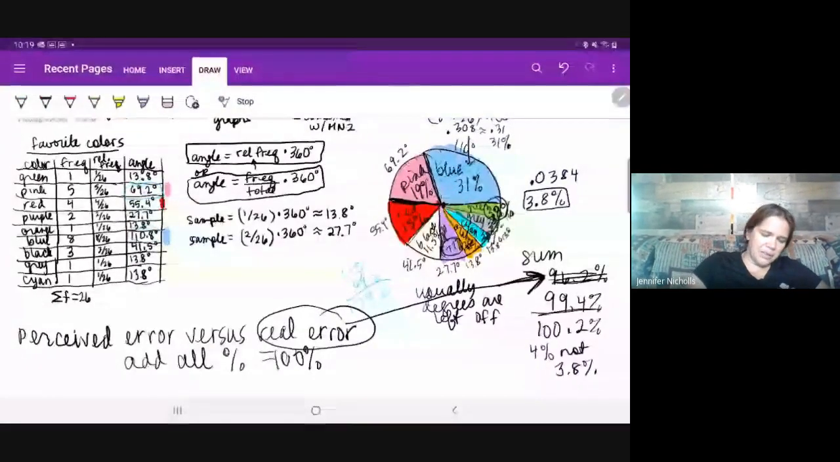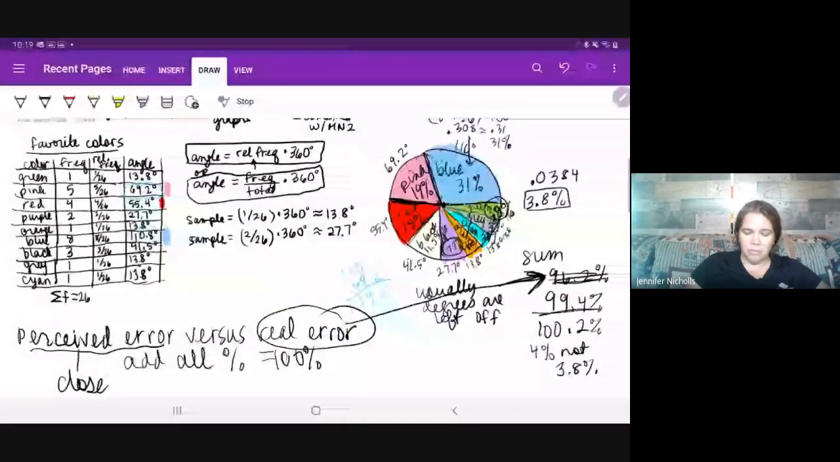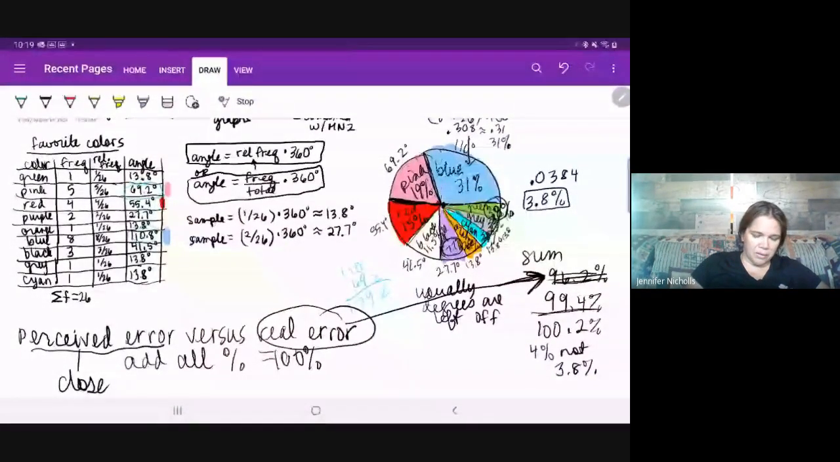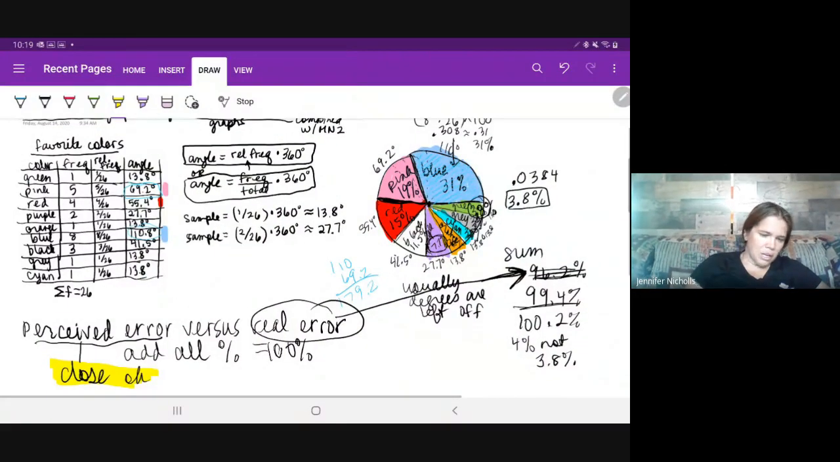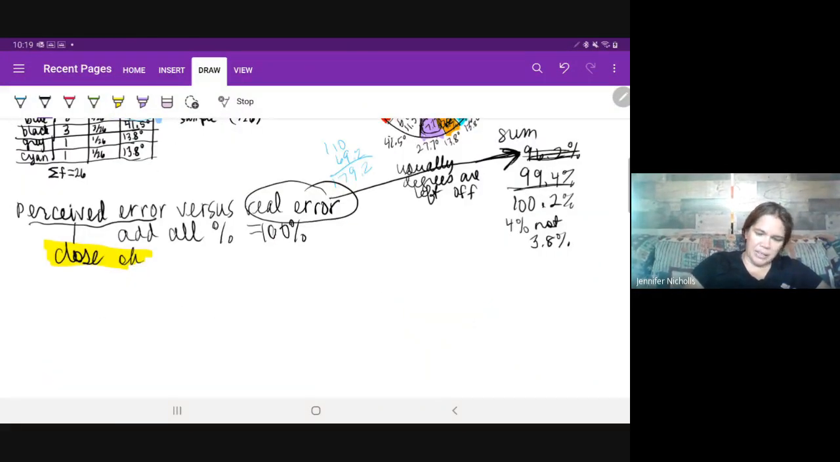Okay. A perceived error would be if you're close, but close is okay. Okay, I just wrote this right here. You don't have to highlight it, but I just wrote that. So if you're close, you're okay. Okay. So let me show you about the other type.